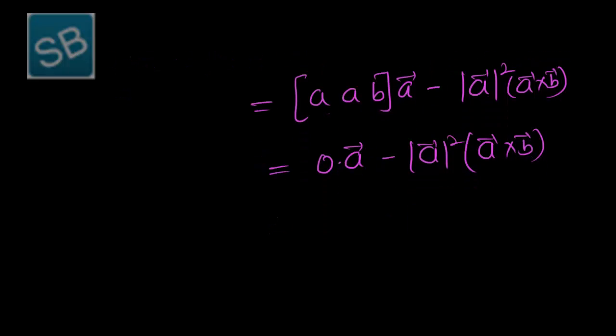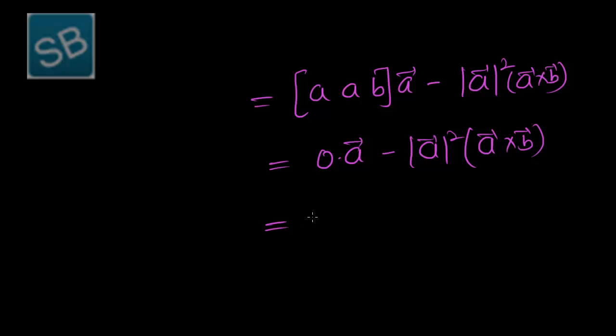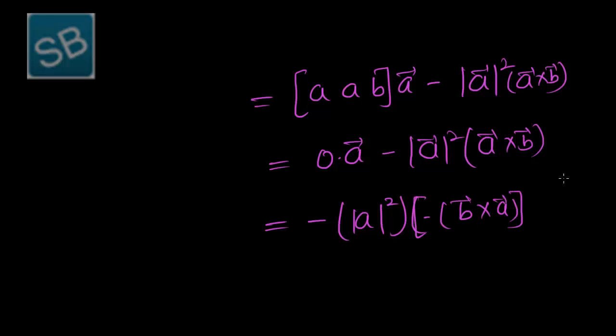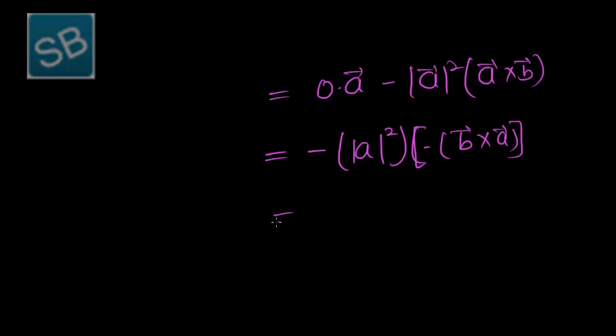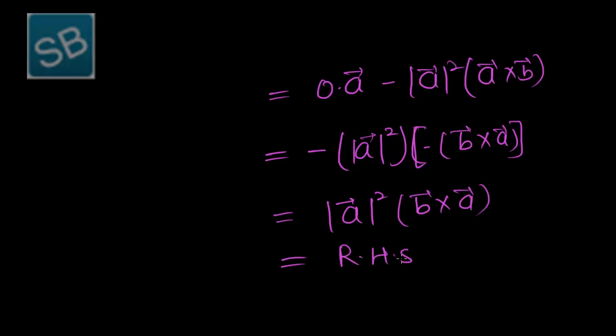So as we know that A cross B is equal to minus of B cross A. So it becomes like this. So there are two minus in the problem. So minus minus become plus and we get mod A square into B cross A, which is equal to right hand side. That is our required result.